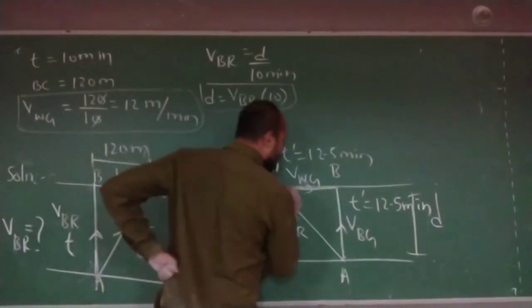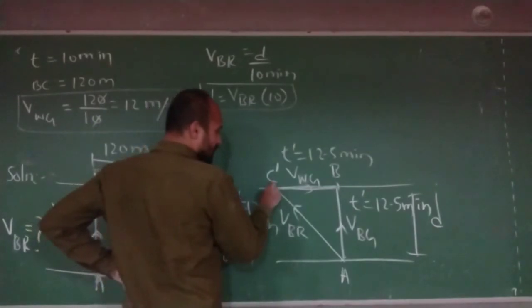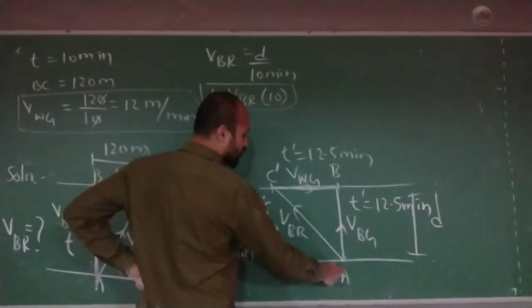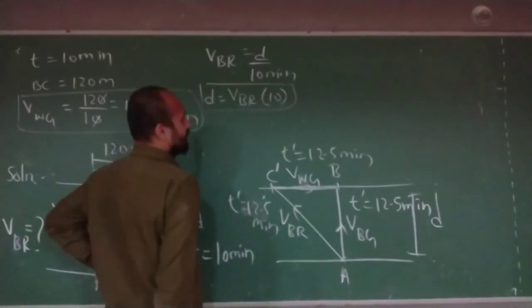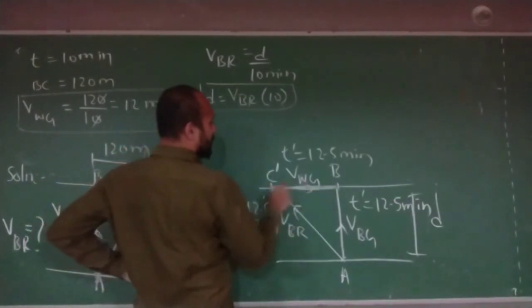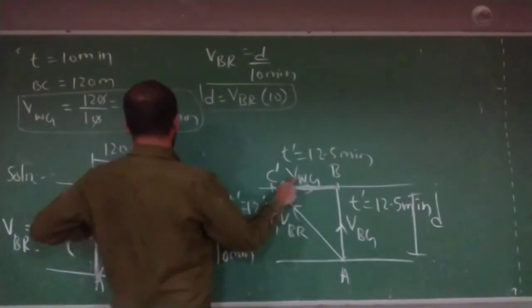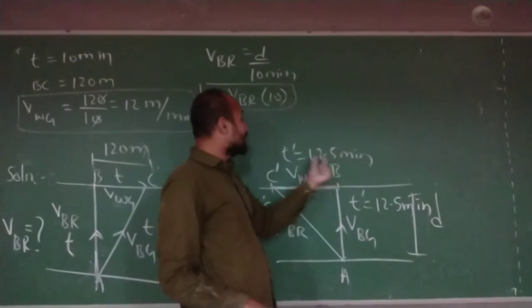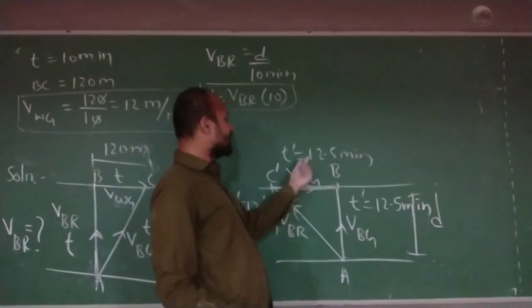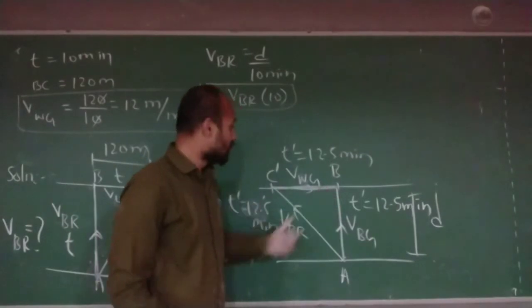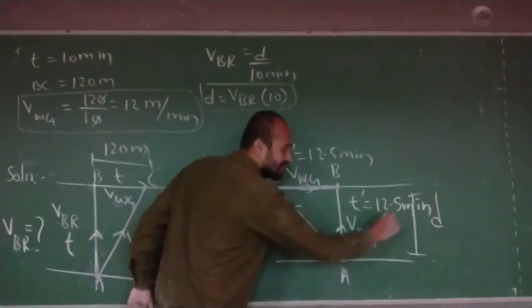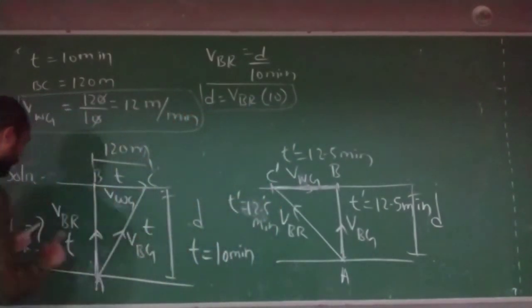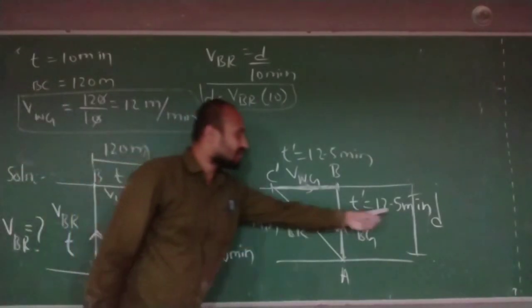See here, what can I calculate? I can calculate the value of BC dash. C dash B plus BA square is equal to AC dash square. Correct now? So what is B dash C if I calculate? I know VWG, 12 meter per minute. I know T dash, 12.5 minute. So this into this multiplication will give me C dash B. Once I calculate this, length D, what is D? VBR into 10.